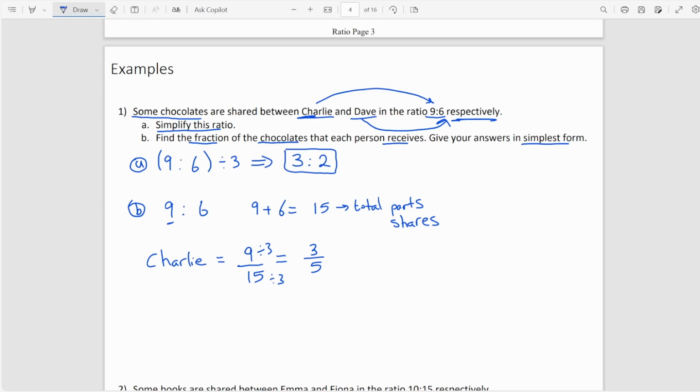Now, as for Dave, well, Dave has 6 parts out of a total of 15 parts. Okay, and again, if you go ahead and divide the top and the bottom by 3, we get 2 over 5. So Dave gets 2/5. Okay, and that's it. This is the fraction of the chocolates that Dave receives. This is the fraction of the chocolates that Charlie receives. So it's really important to note that we did not need to know the number of chocolates. Okay, we only need to know the ratio.